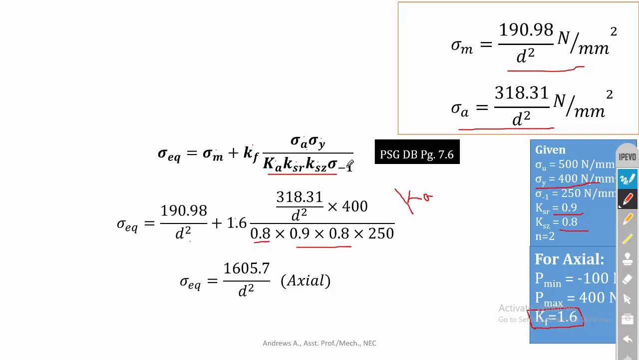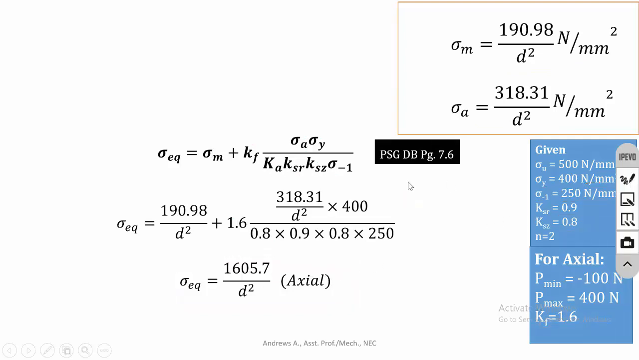The endurance limit stress is also directly given. You can substitute that. It is 250 Newton per mm square. So by solving this equation, you will get sigma equivalent for axial load is 1605.7 divided by d square. So we have calculated the equivalent stress for bending and axial load.